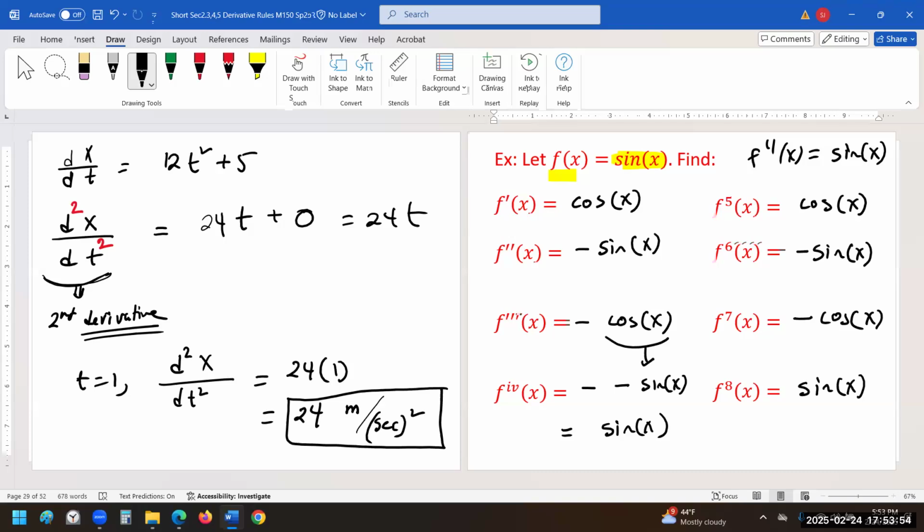Can you guess the next derivative? 12. So it's like multiples of 4. Every multiple of 4 will give you the same sine function back. Only sine. Cosine has its own iteration. So for sine, it has multiples of 4. Every multiple of 4 gives us the same sine function back.